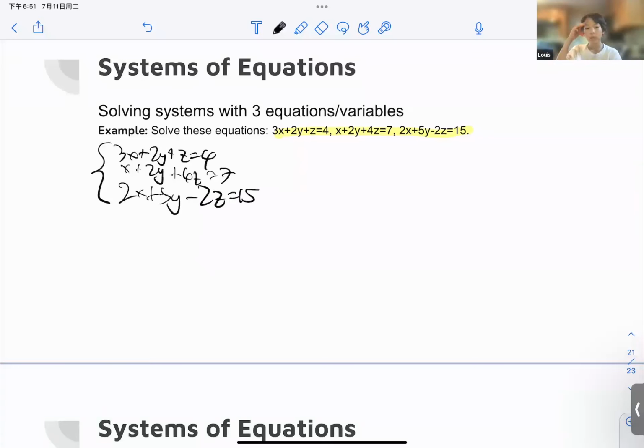So solving systems of 3 equations is just that we want to eliminate one of the variables and also eliminate one of the equations, just like elimination, but with 3 equations. And then after that, we have 2 variables with 2 equations, and we just solve normally. So to solve this, suppose this is equation 1, equation 2, and equation 3.